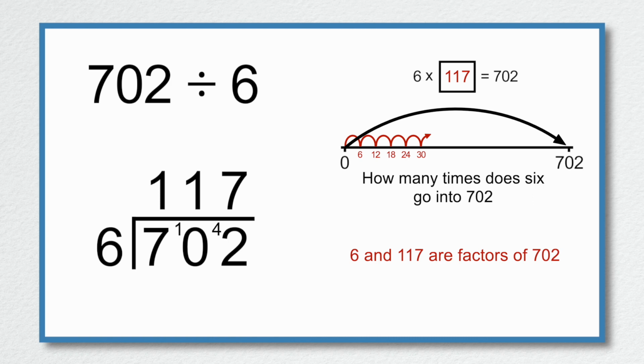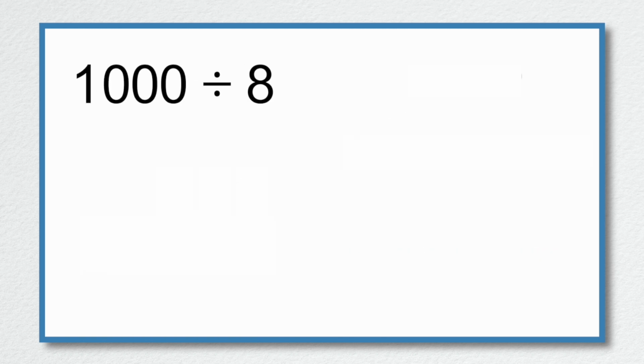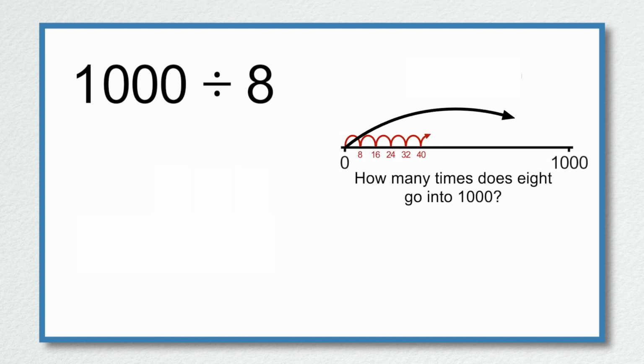Now, in these 3 examples, the first digit of the number that we were dividing into, so in the case of this last example, 702 divided by 6, the first digit, 7, is bigger than the 6. So when we did 7 divided by 6, we had 1 with a remainder of 1. But let's look at this example here. 1000 divided by 8. So how many times does 8 go into 1000?